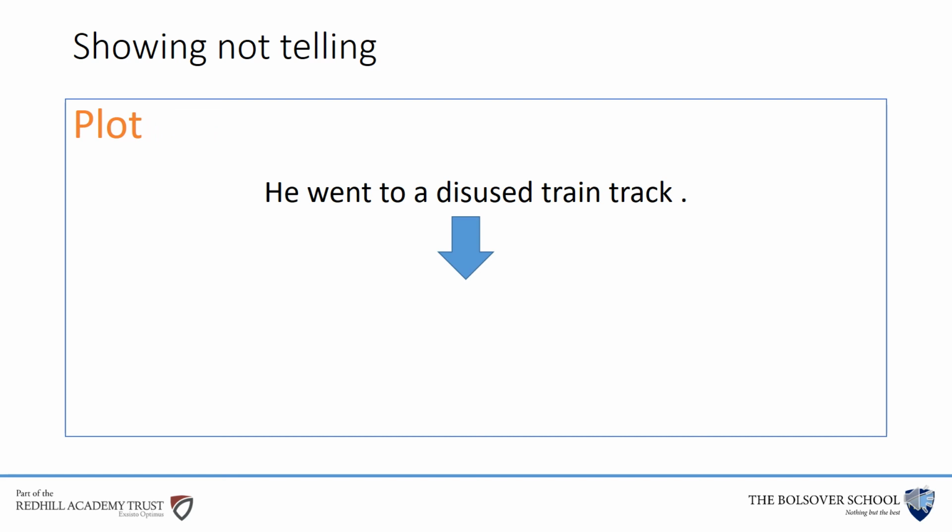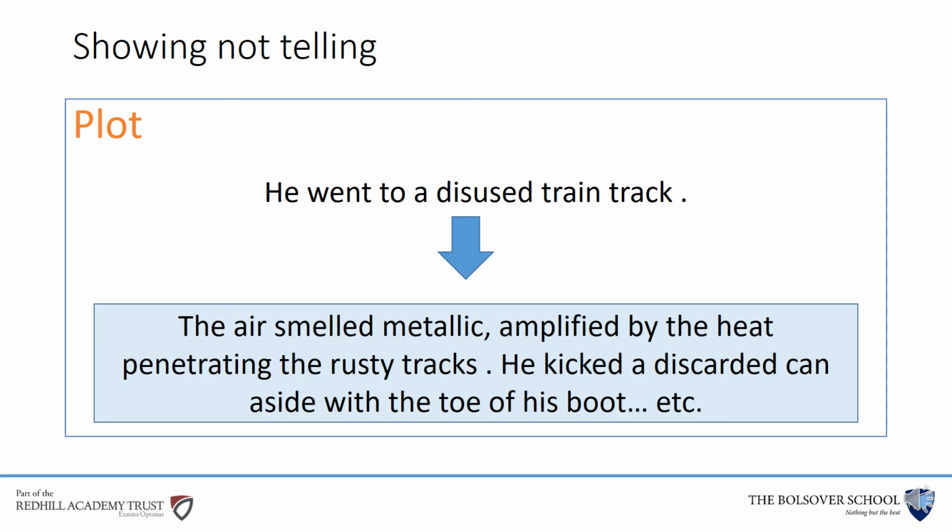Finally, we're going to look at plot. Where are the characters going and what are they doing? In this example, he went to a disused train track. For some readers, it would be quite hard to imagine what a disused train track looks like, and therefore we need to show the reader. The air smelled metallic, amplified by the heat penetrating the rusty tracks. He kicked a discarded can aside with the toe of his boot.